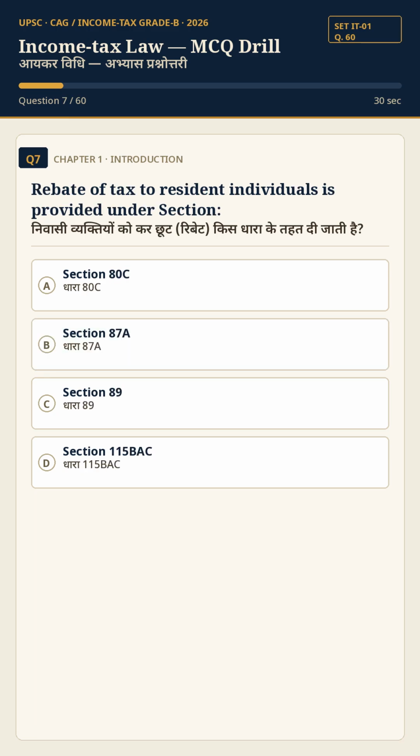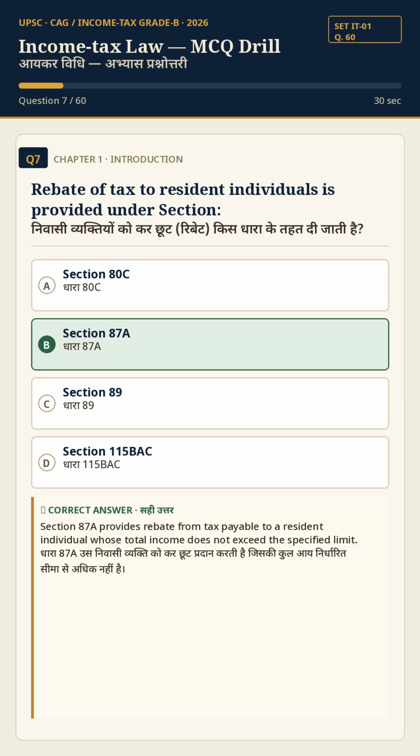Question 7. Rebate of tax to resident individuals is provided under which section? Option A, Section 80C. Option B, Section 87A. Option C, Section 87A. Option D, Section 89. The correct answer: Explanation. Section 87A provides rebate from tax payable to a resident individual whose total income does not exceed the specified limit.